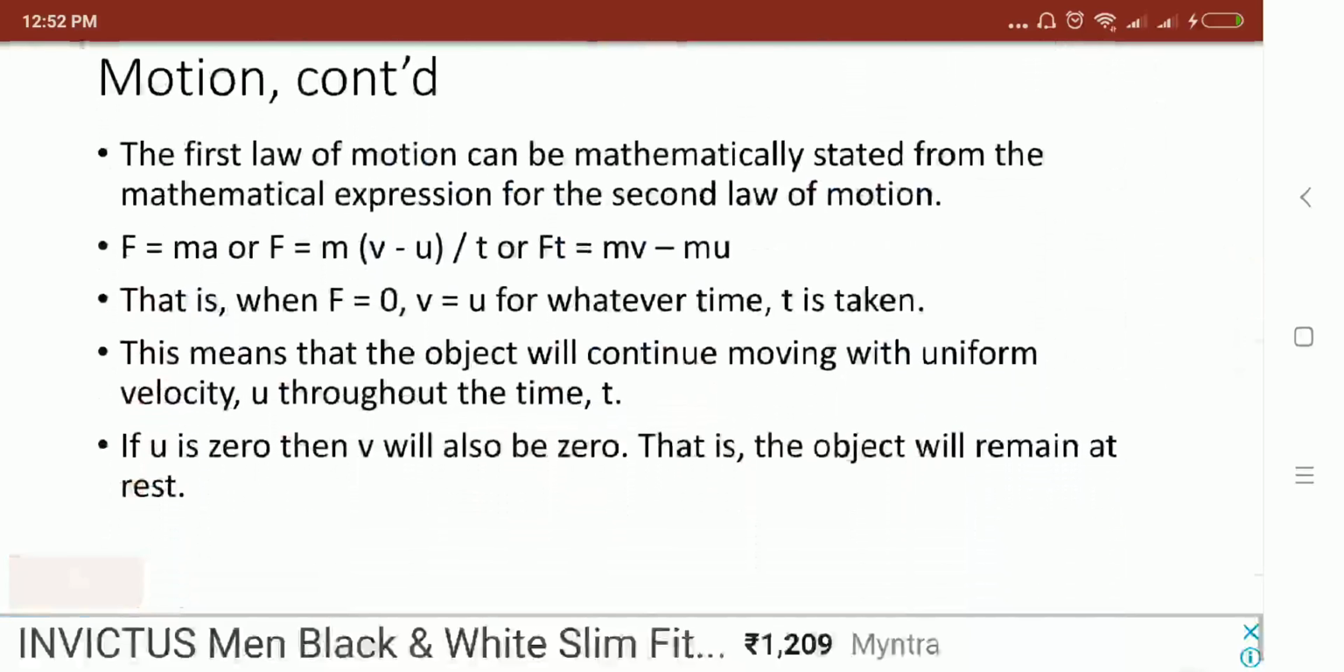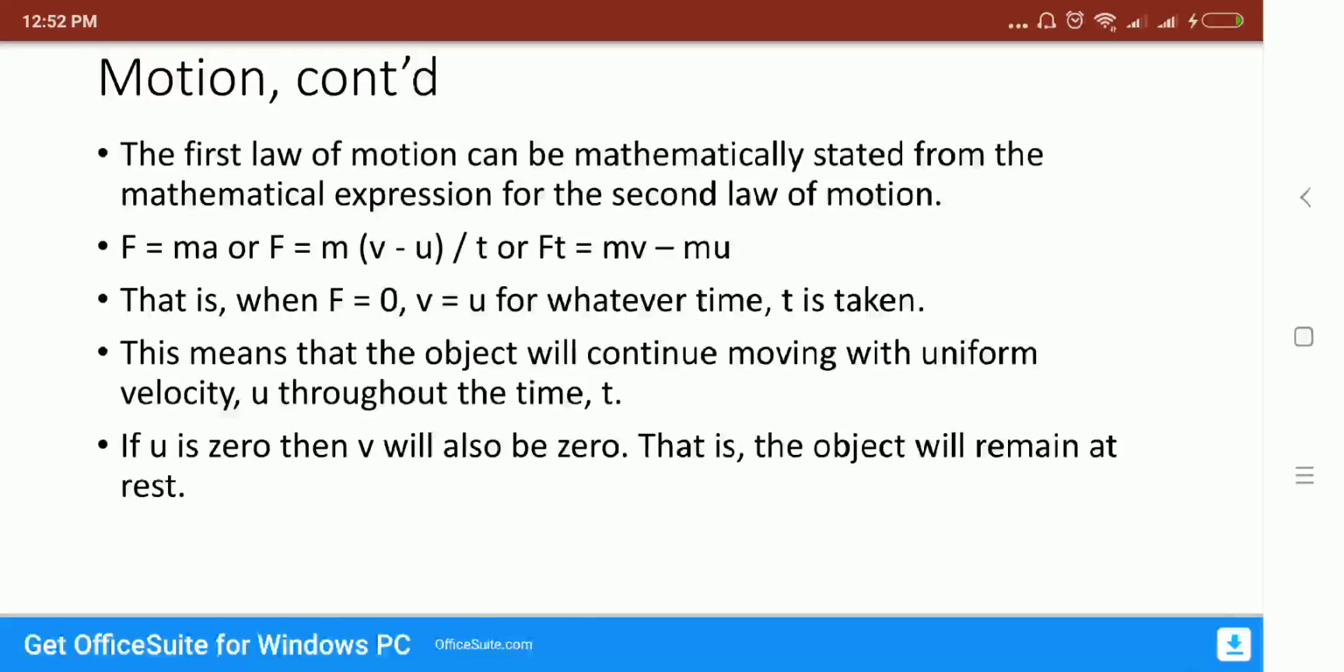Newton's first law of motion can be mathematically derived from the second law. The second law says that F equals ma. Right? a is the velocity difference per time, so that is (mv minus mu) by t. And if we move t to the left side, Ft equals mv minus mu.